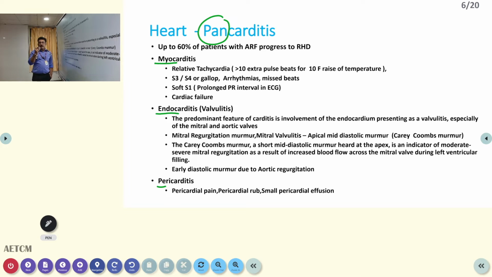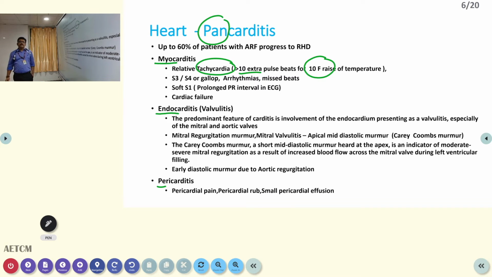Patient can have myocarditis, that is mainly clinically presented with tachycardia, and gallops can be there, S3, S4 gallops can be there. Soft S1 is a classical finding, and cardiac failure. So most of these patients will have tachycardia. Any patient who is having rheumatic carditis can have unusual tachycardia. So they have very high tachycardia when we consider the pulse. That is very important. So more than the routine response in fever, you can see.